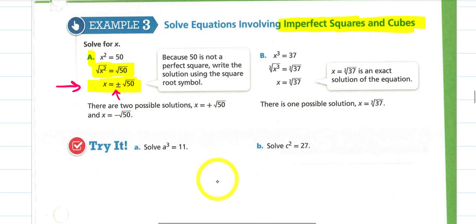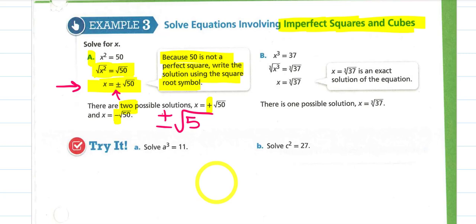It says here that because 50 is not a perfect square, to write the solution using the square root symbol. And remember that when we have a square root, we have two possible solutions. We have both the positive and the negative, which is why we use the symbol positive and negative square root of 50.